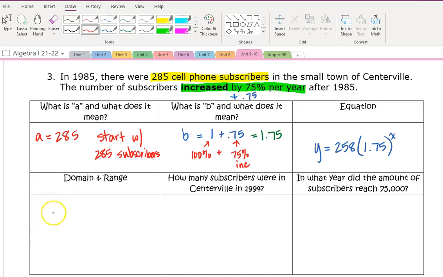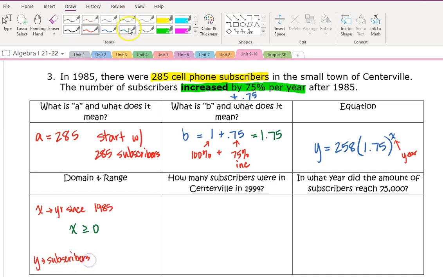All right, domain and range. Oh, let's talk, what was this x? So it says per year, so this is the year, and then of course y would be the subscriber. So in this case, x would be the year since 1985. And of course that would mean 1985 is year 0. So we would say x is greater than or equal to 0 years since 1985. And then in this case, y would be the subscribers. So this is people.